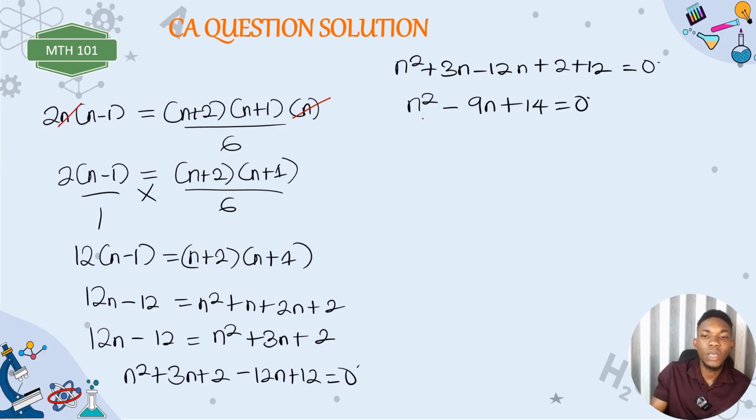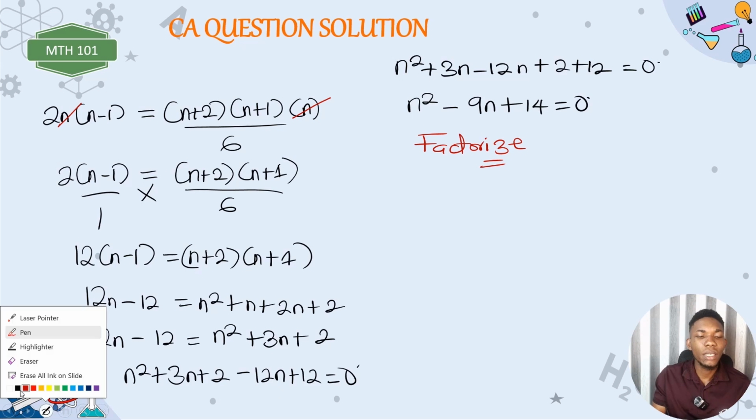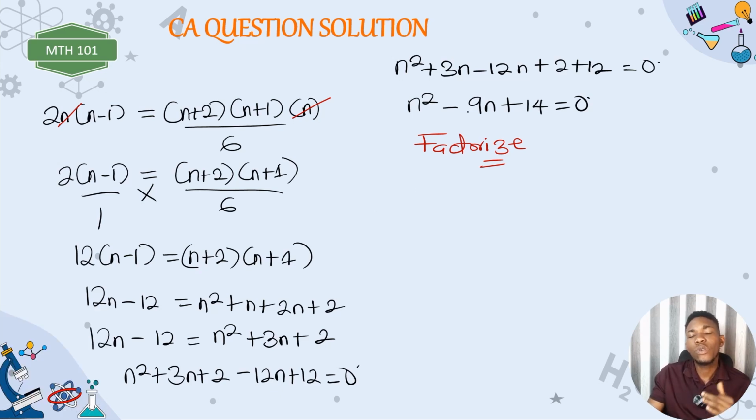Now, what do we do from here? You factorize, to get the value of n. This is a quadratic equation. You're going to look for two values that when you add them give minus 9n, and when you multiply them give 14n squared. What are those two values? Those two values are minus 2n and minus 7n, so n squared minus 2n minus 7n plus 14 is equal to 0.